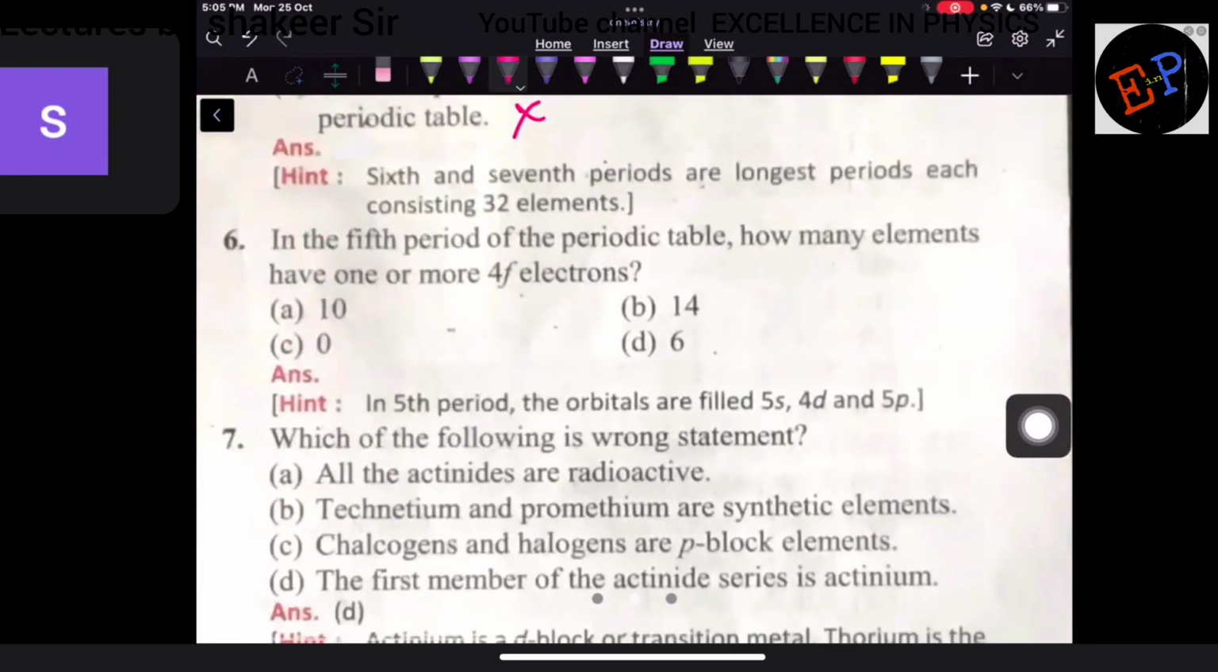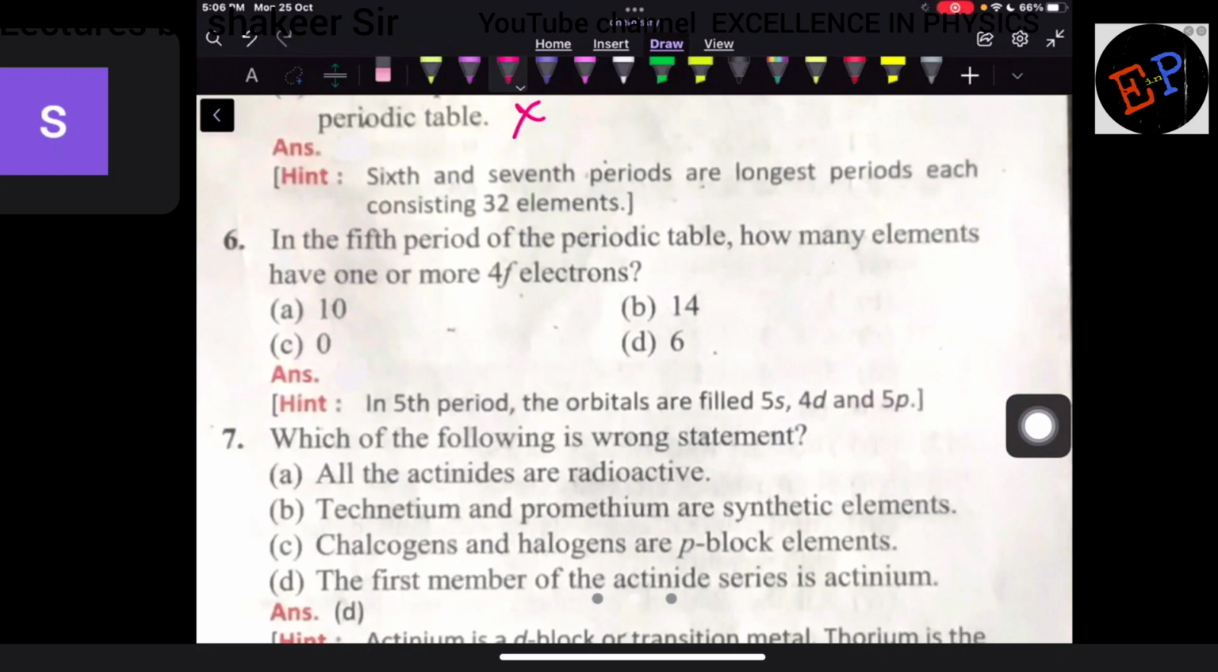Next, in the fifth period of the periodic table, how many elements have one or more 4f electrons? Are you able to understand? In which period am I saying? Fifth period. In the fifth period, how many elements are present? 0. How can you say 0? In the fifth period, there are no f electrons first of all. Are you able to understand? Where does the 4f subshell start? The 4f subshell starts from the sixth period. 5f electrons will start from the seventh period. In the fifth period, there are no 4f electrons.